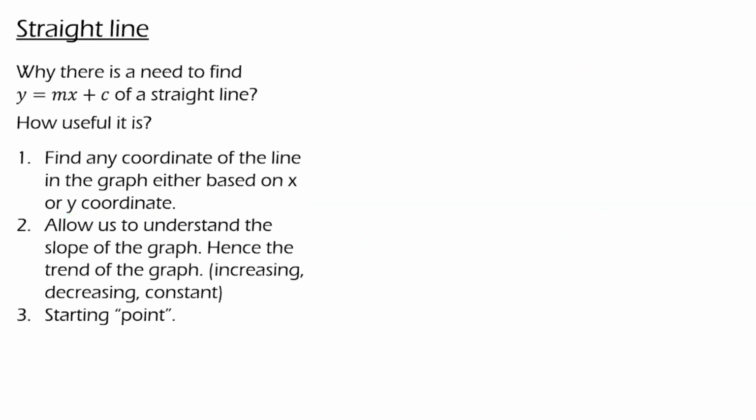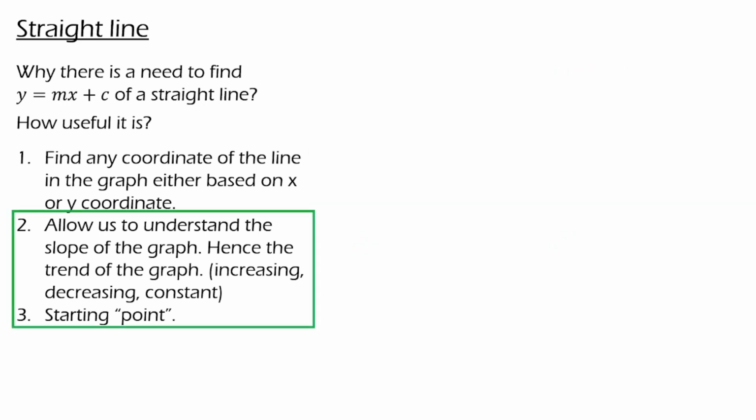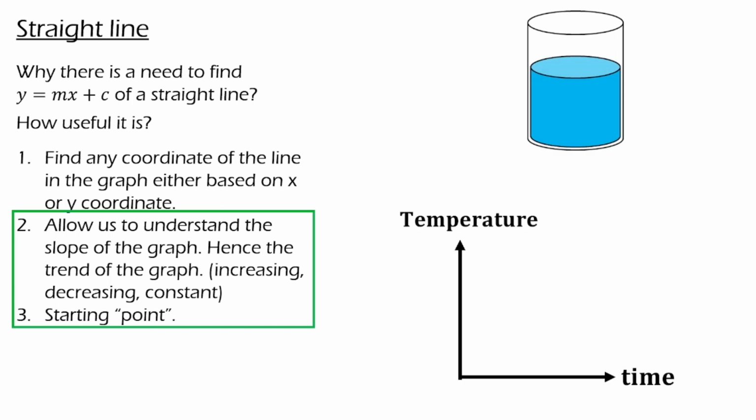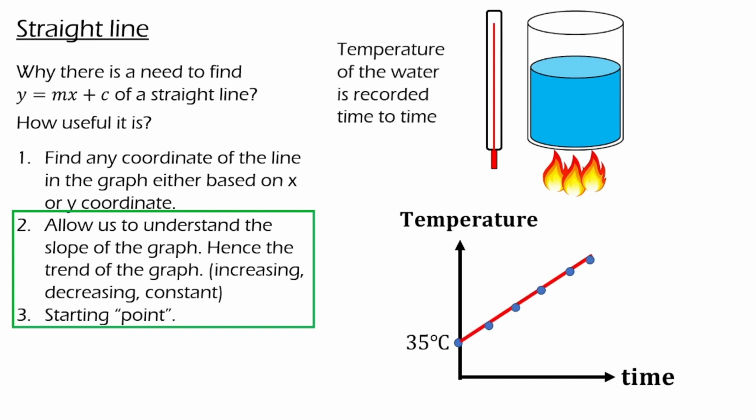Besides, it also allows us to understand a graph more meaningfully by observing the trend of the graph through slope and starting point. Let me explain through a simple water heating experiment. The experiment starts with a bucket of water sitting in a room. At the start of the experiment, the water is measured around 35 degrees Celsius. Then, a fire is lit and heats up the bucket of water. The temperature is recorded from time to time.